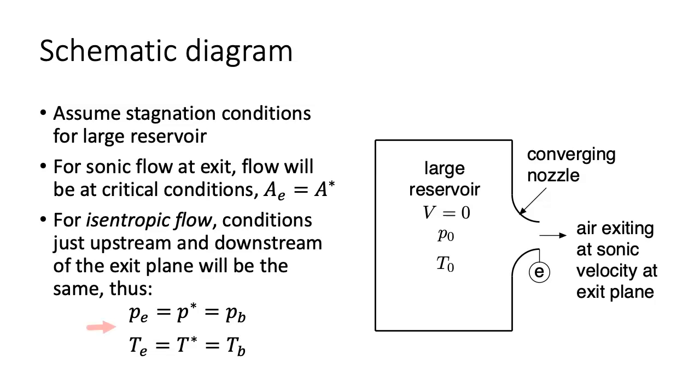Thus, the properties in the exit plane are also equal to the properties just after the exit plane, indicated by the subscript B and referred to as the back pressure and back temperature. Later, when we have shocks in the exit plane, which are not isentropic, these properties will jump across the exit plane and not be the same.